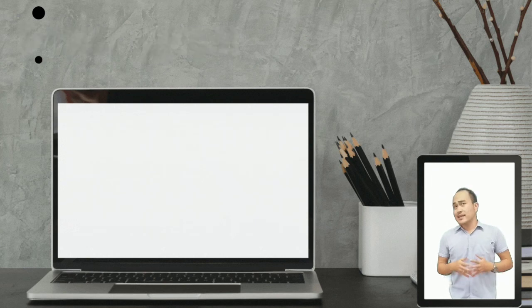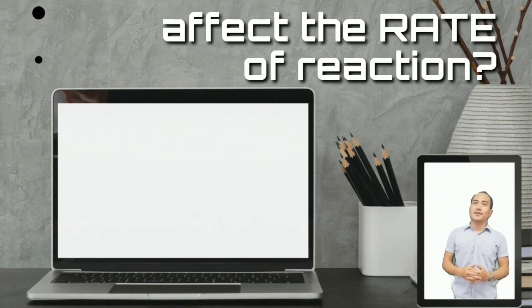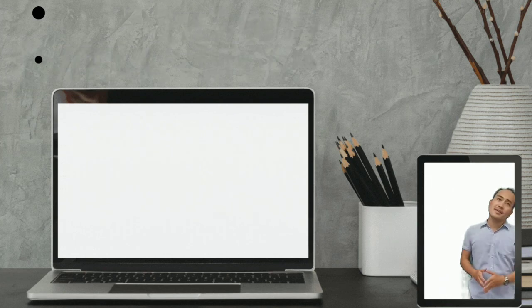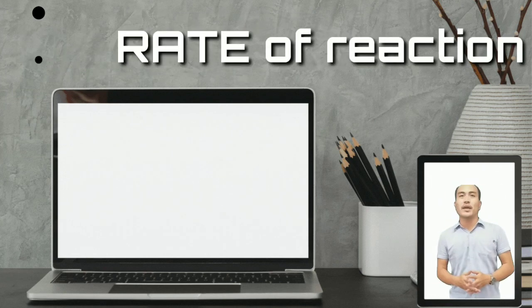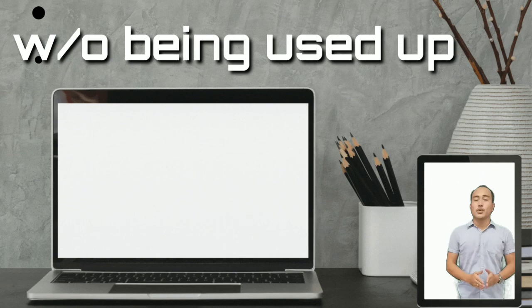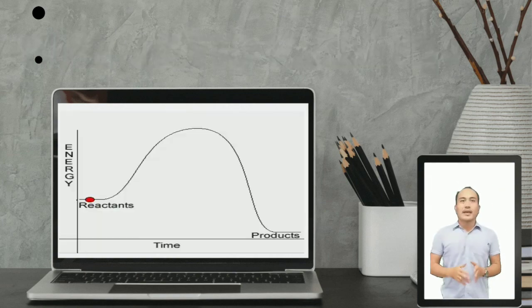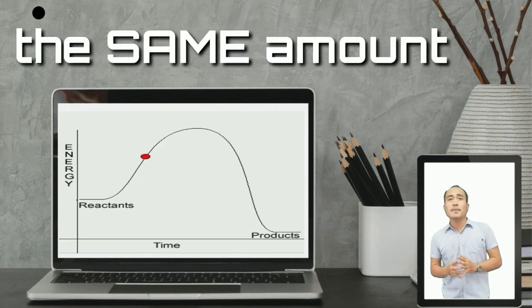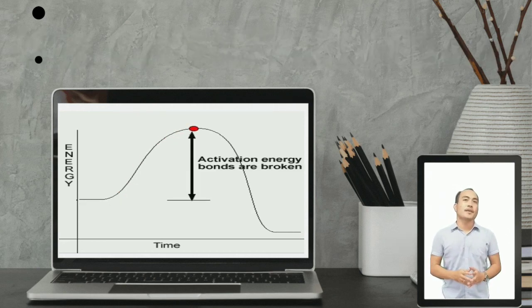How does a catalyst affect the rate of chemical reaction? What are catalysts? Catalysts are substances that change the rate of reaction without being used up in the reaction. Catalysts never produce more product. They just produce the same amount more quickly.